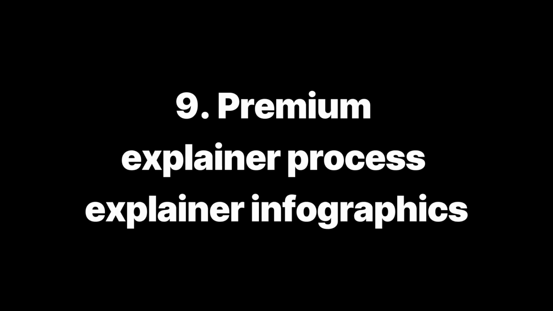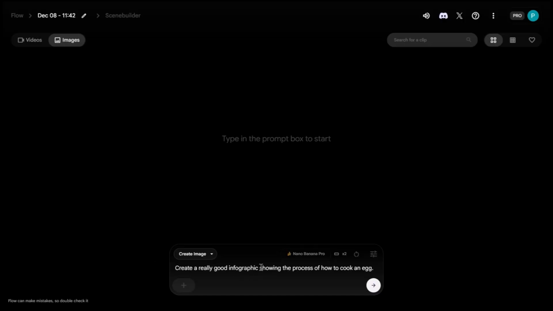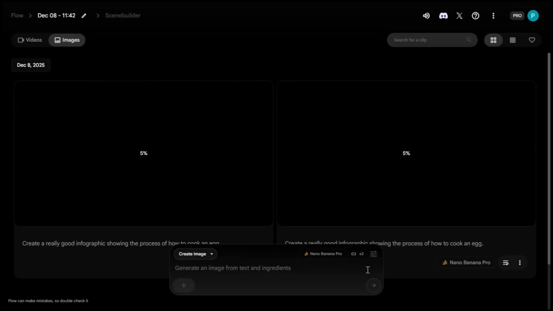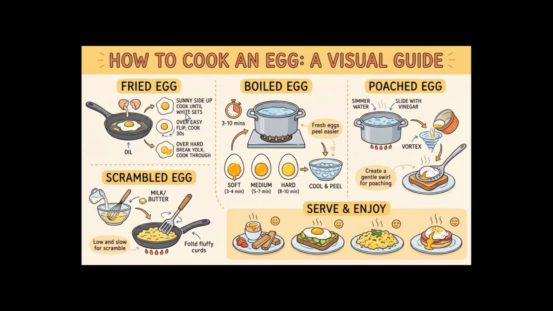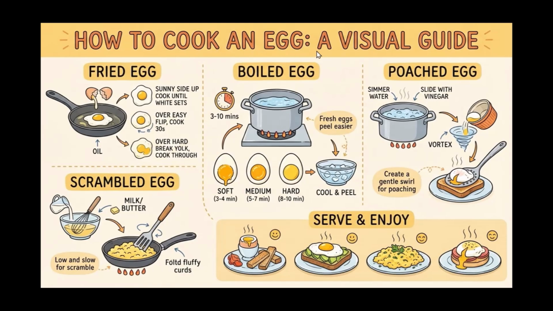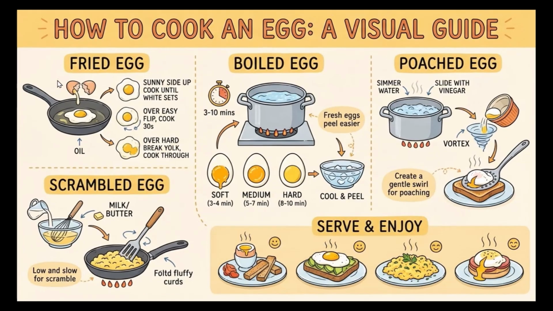Now, our ninth use case is creating insanely good infographics showing a complex process. For example, if I give the AI model a prompt like, create a really good infographic showing the process of how to cook an egg, from that simple prompt, Nano Banana Pro is going to create a really stunning infographic. Nano Banana Pro was able to create an insane infographic like this. Even on top of the image, it wrote, how to cook an egg, a visual guide. And here, as you can see, the best thing about this image is that there is no distortion or grammatical error in the text, and the steps here are also correct.